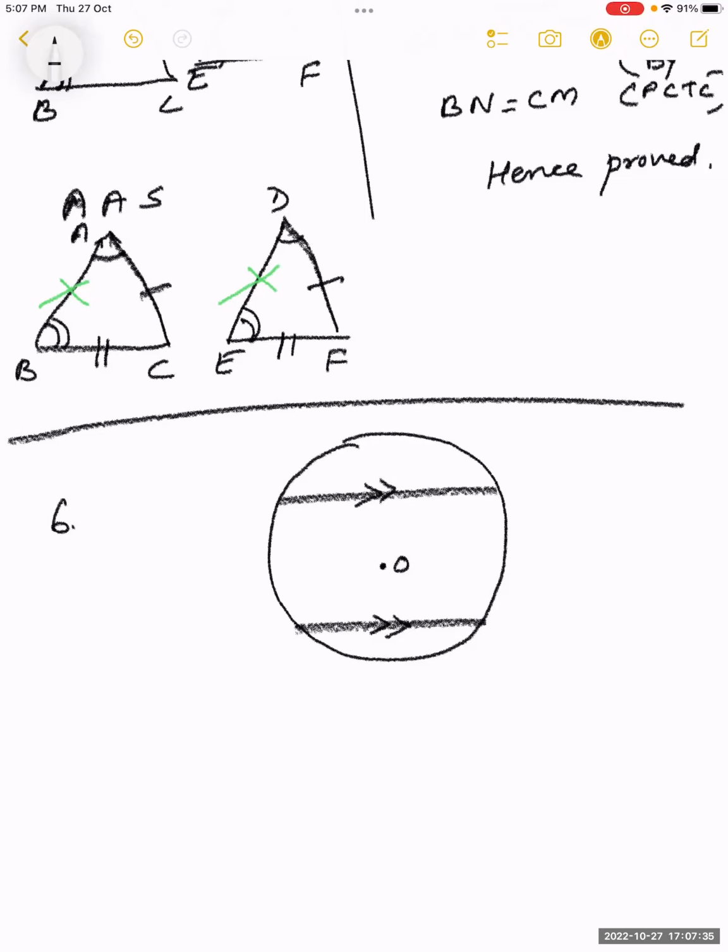So what they are saying is the midpoint of this chord and the midpoint of this chord, when you join them, will pass through the center. That is what they are saying. I hope this is clear. When you join the midpoints of two parallel chords, it passes through the center. So that's what they have asked you to prove. So what will you do here?